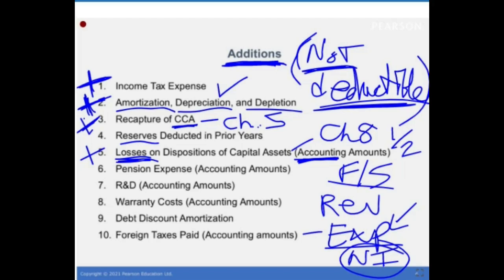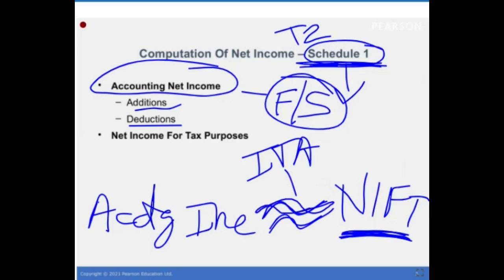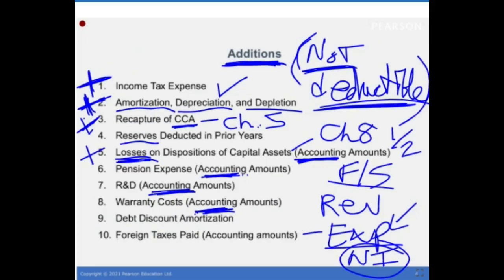Pension expenses, the accounting amounts. Research and development, the accounting amounts. Warranty, same thing. So for some of these items, there's an accounting version of the expense and a tax version of what you can deduct. So all of these accounting things are getting added back as we run through our translator here to get to net income for tax. We're adding back what we don't want to use, all these accounting things, and we will replace them with the proper tax versions.